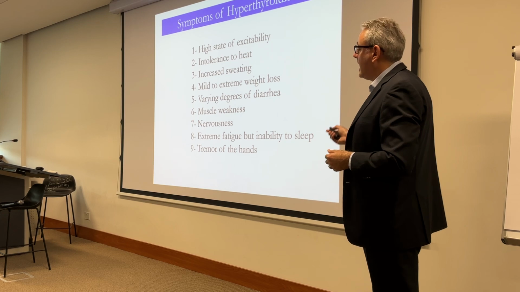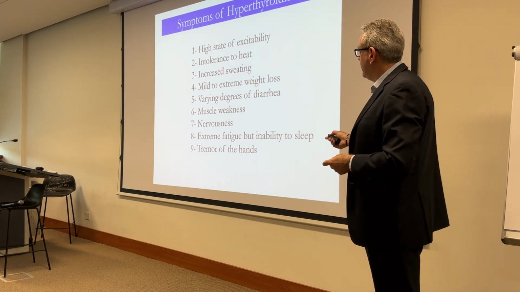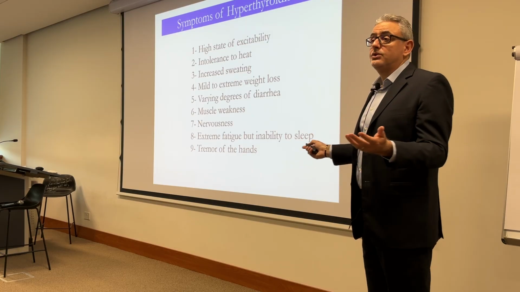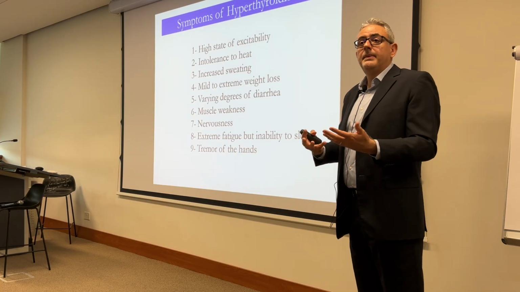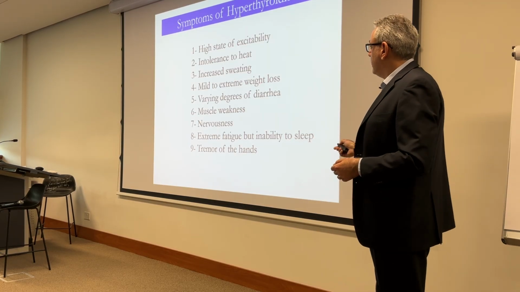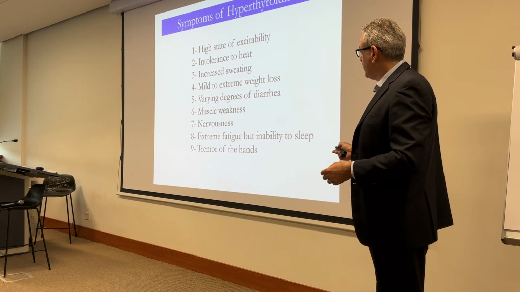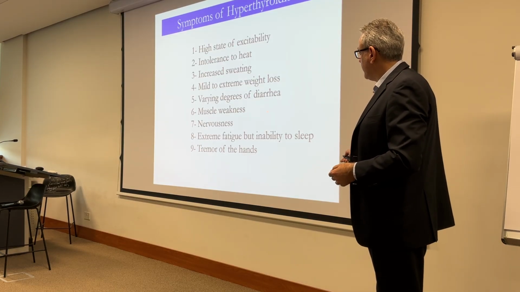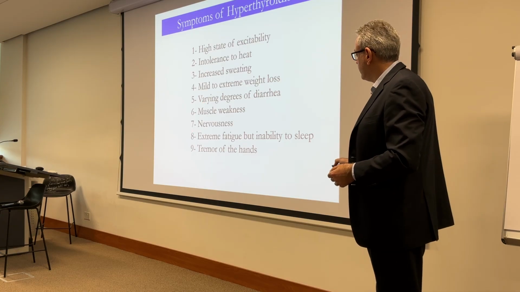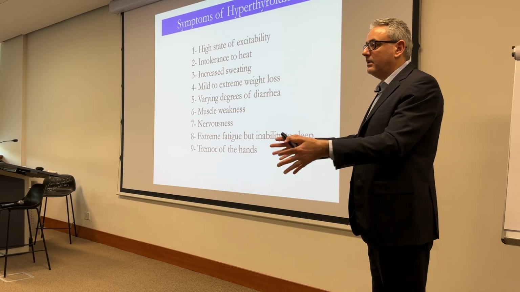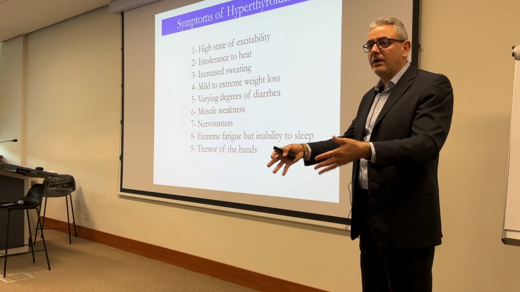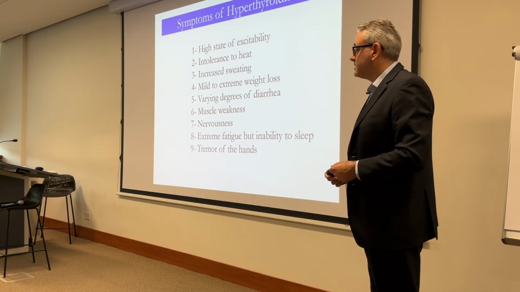If a person is hyperthyroid, usually he has a high state of excitability, intolerance to heat because it's already at a high metabolic rate, increased sweating to liberate the heat, mild to extreme weight loss, varying degrees of diarrhea, muscle weakness, nervousness, extreme fatigue but inability to sleep, and tremor of the hands, shaking because of the high metabolism in the muscle cells.